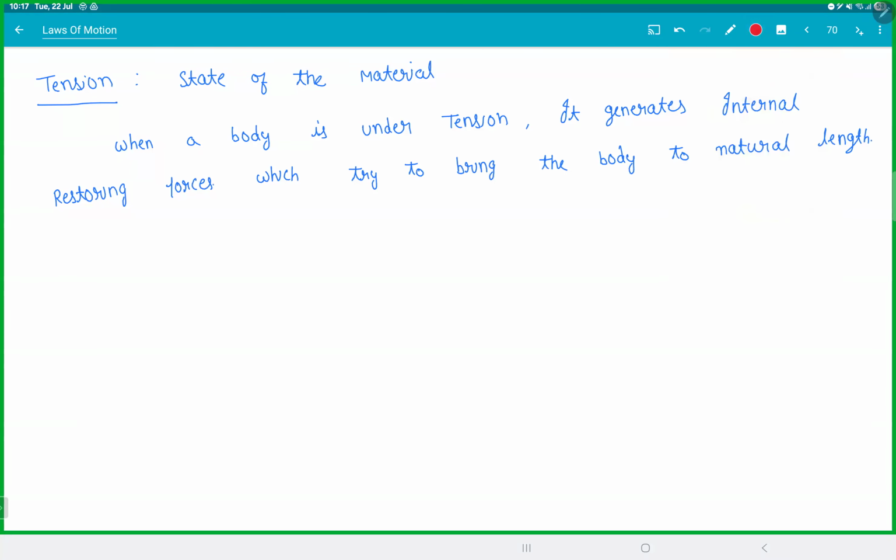Look at this word, internal restoring forces. The word itself explains. When you have a body, these forces will occur inside the body. These are restoring forces. Restoring means what? They are trying to bring you back to the natural state. So these are the forces which are generated, which will try to bring you back to the natural state. That is the meaning of that whole phrase. So this is what we call tension forces.